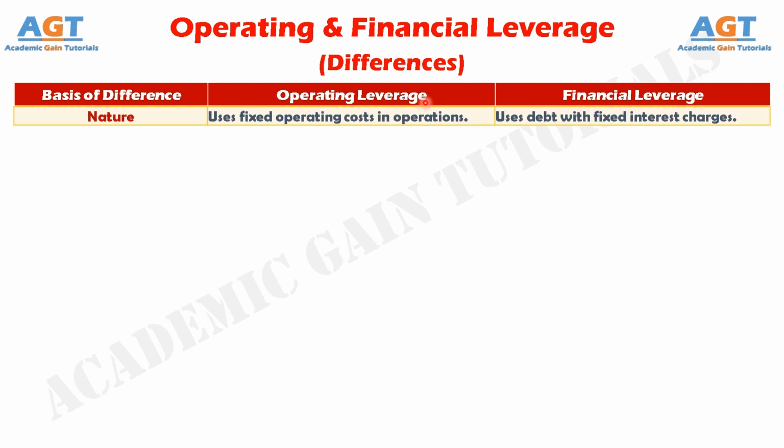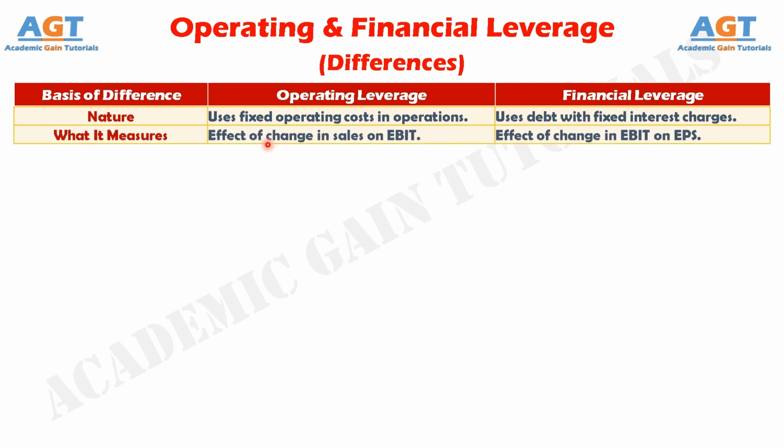Difference number 1. Operating leverage uses fixed operating costs to run business activities, whereas financial leverage uses debt that carries fixed interest charges. Number 2. Operating leverage shows how earnings before interest and tax, EBIT, change when sales change, whereas financial leverage shows how earnings per share, EPS, change when EBIT changes.